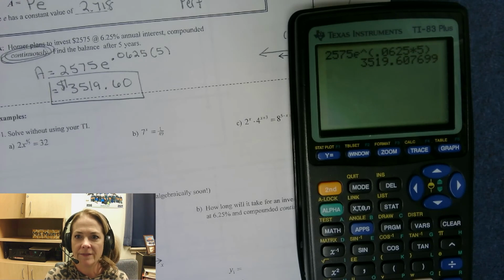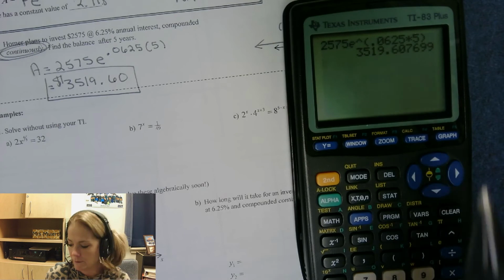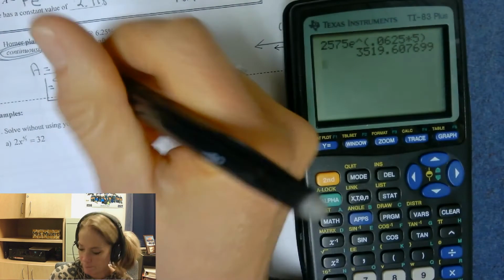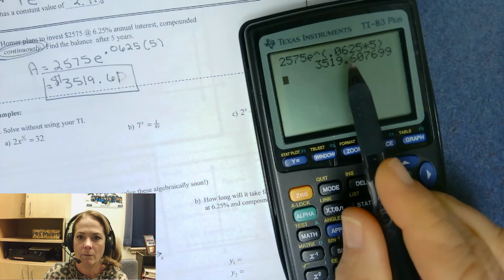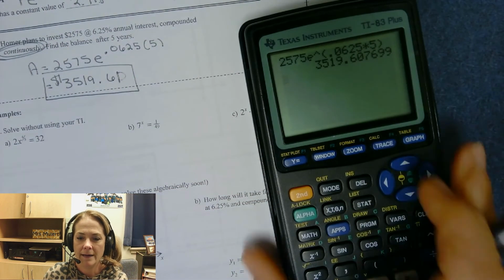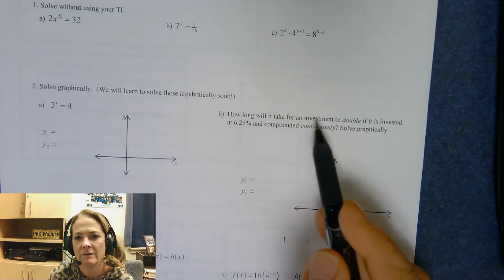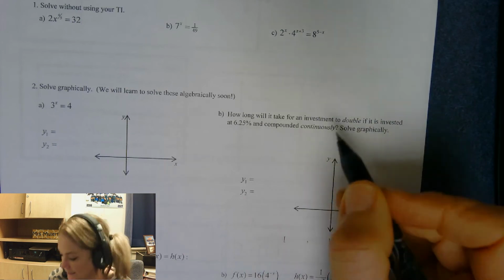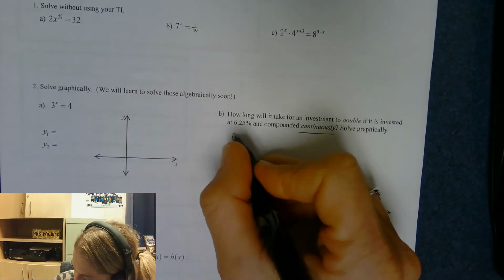All right, so one thing I did notice, though, here is I should have rounded this to 1. All right, so let's change that, and we'll go on to the last problem. That certainly would have rounded to 1. All right. So now let's go here and do this B. This is just an application problem of this. How long will it take for an investment to double if it's invested at 6.25 and compounded continuously? We're going to solve this graphically. All right, so we're going to write PERT.